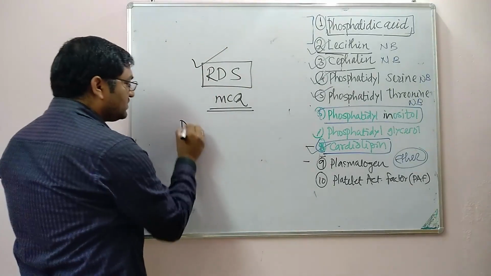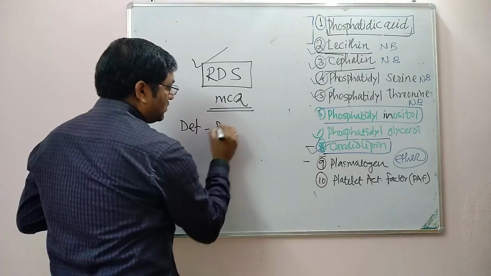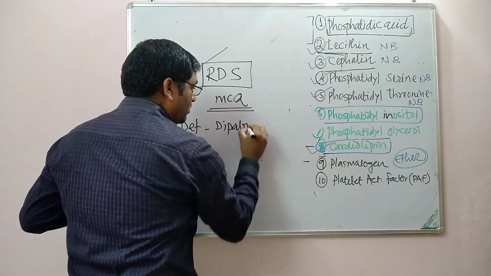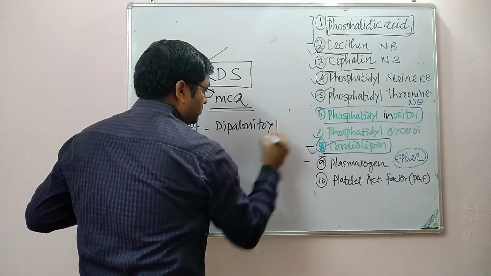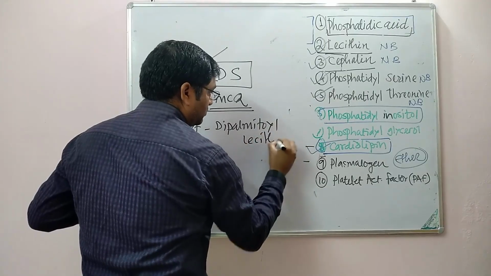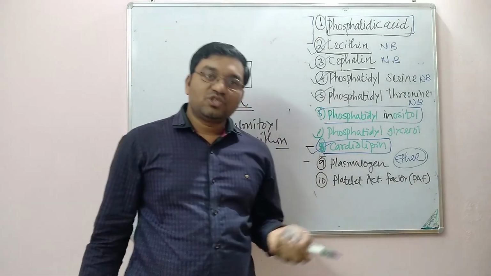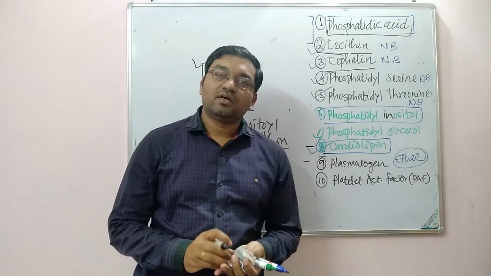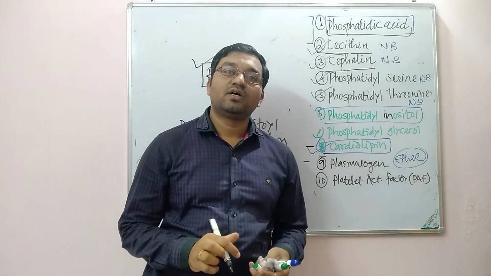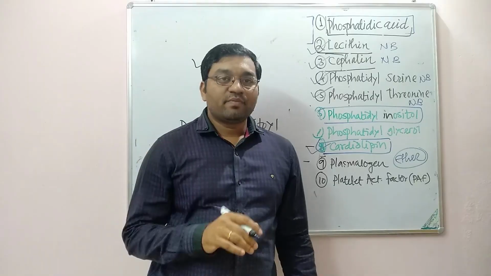It is due to the deficiency of dipalmityl lecithin. The LS ratio, that is lecithin sphingomyelin ratio, is used to detect the fetal lung maturity.